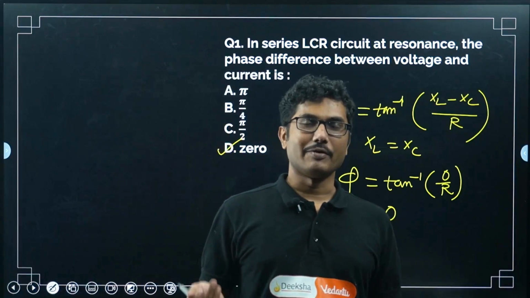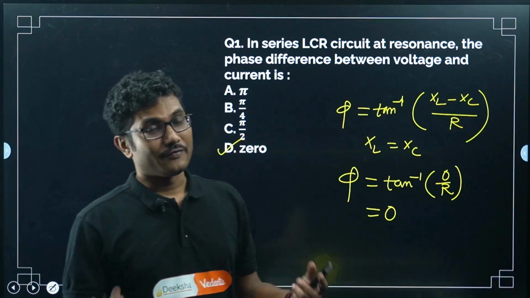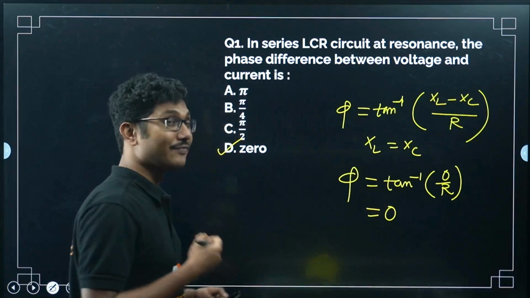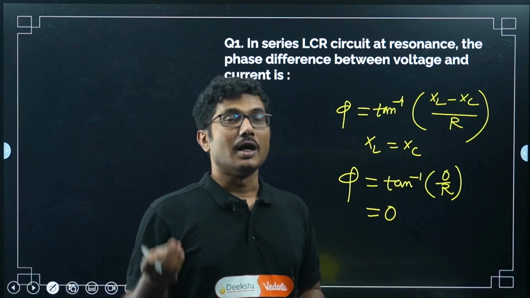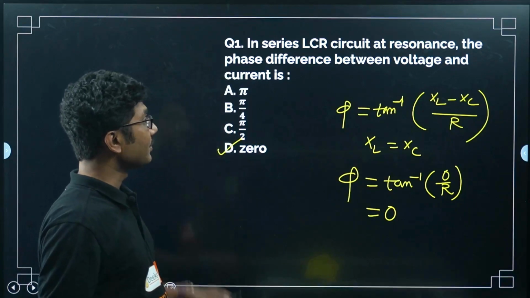Okay, we have already learned that. If you can answer that without even doing this mathematics, fine. You know that current and voltage are in phase because the circuit is completely resistive. In resistive circuit, current and voltage are in phase. Phase difference is 0, so phase difference is 0.